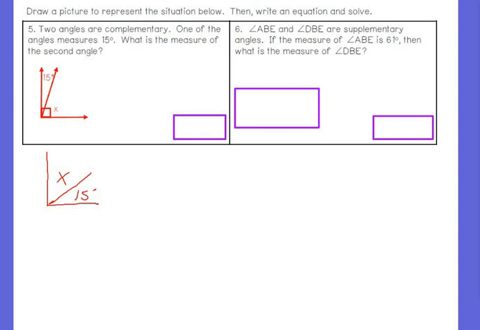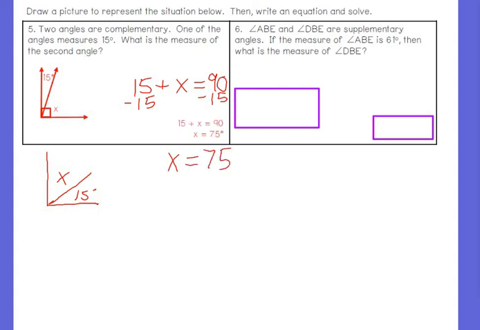Okay, so what would my equation be for this? 15 plus x equals 90. How would you solve that? Subtract 15 from 90, and what does x equal? 75. 75 degrees.